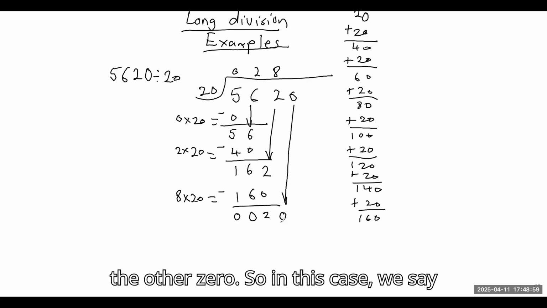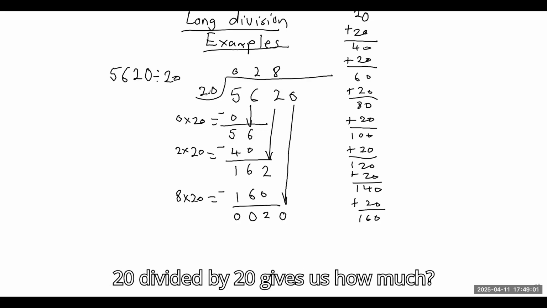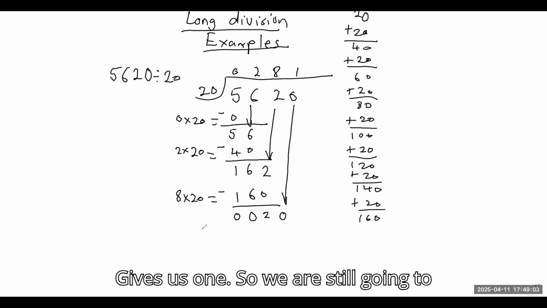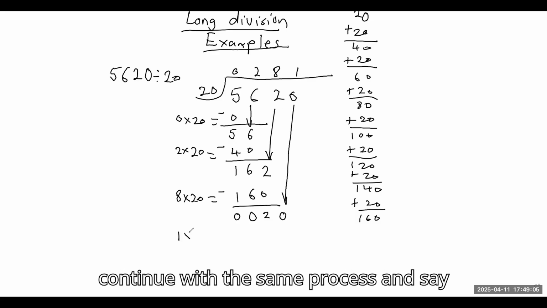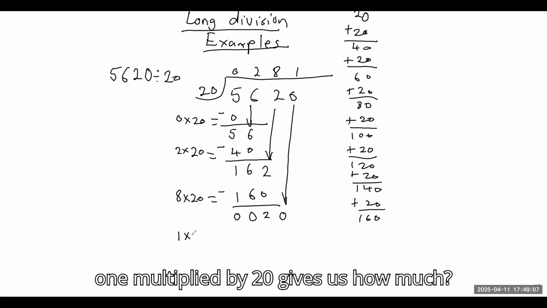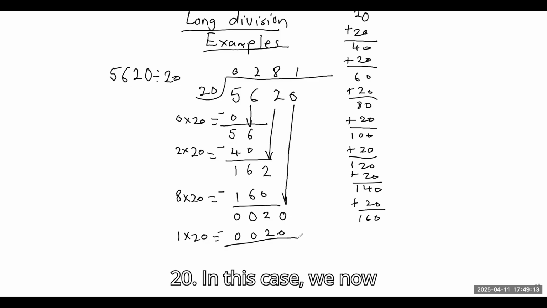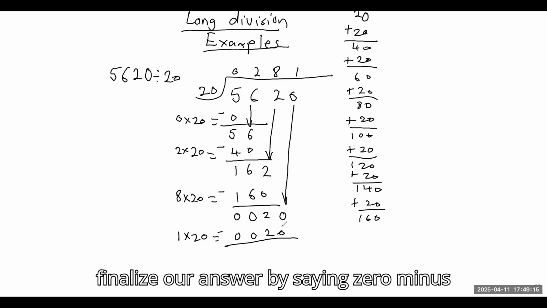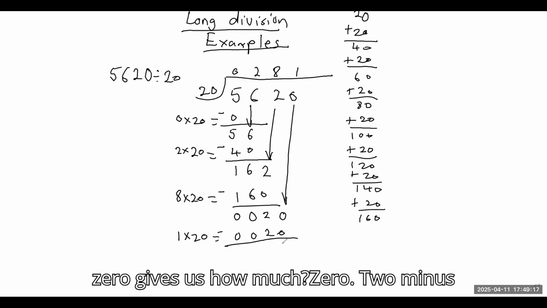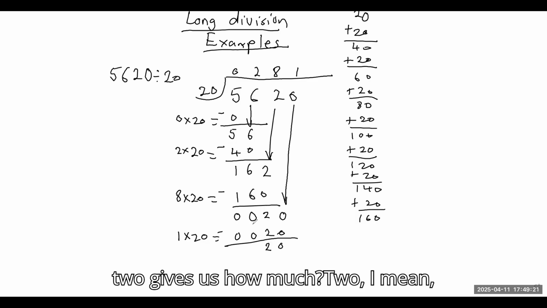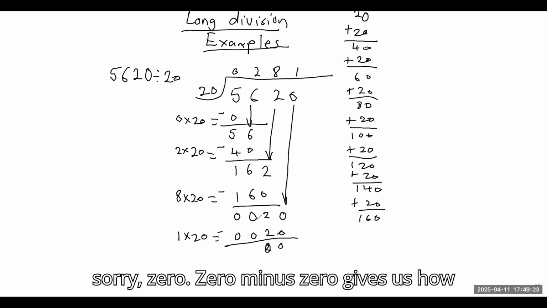So in this case, we say 20 divided by 20 gives us how much? 1. So we are still going to continue with the same process and say 1 multiplied by 20 gives us how much? It's going to be 20. In this case, we now finalize our answer by saying 0 minus 0 gives us 0. 2 minus 2 gives us 0. 0 minus 0 gives us 0.